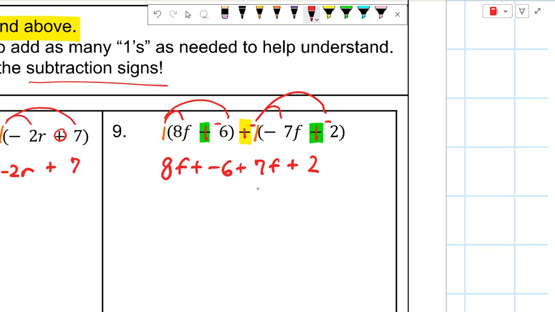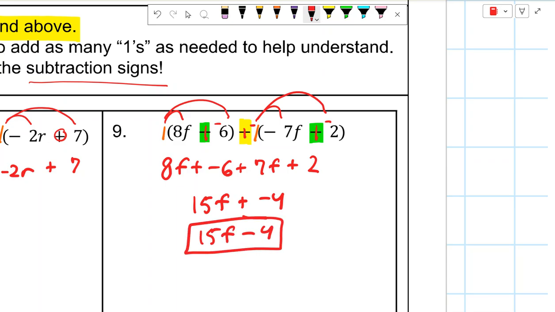Now we're going to join together our f terms. 8f and 7f is 15f. And negative 6 plus 2 is negative 4. We'll bring down the plus sign, and then we can clean this up as 15f minus 4. Remember, this answer is the same as this one because if you used additive inverse here, it would look exactly the same.